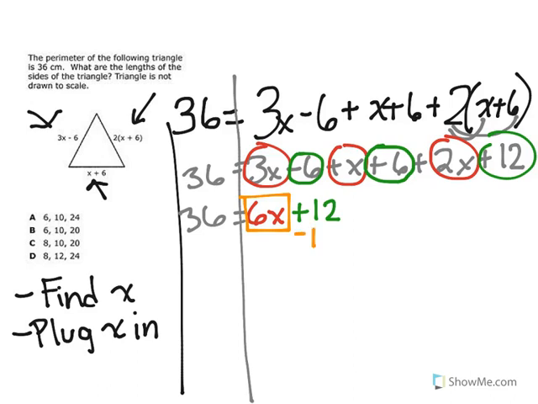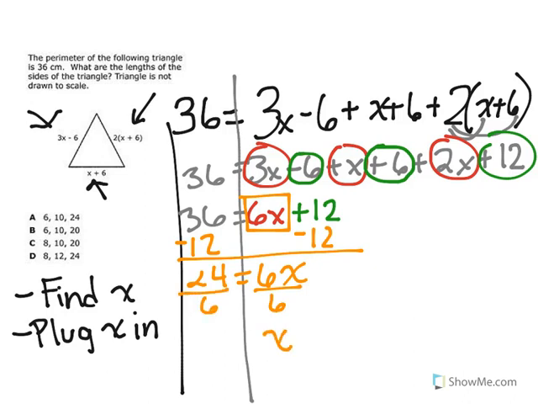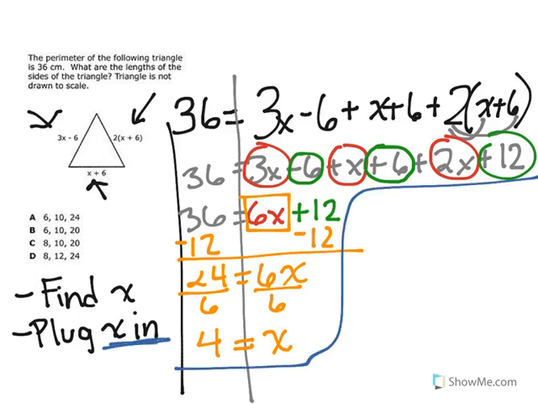Instead of adding 12, I'm going to do the inverse, and I get 24 is equal to 6x. I want x by itself, so the inverse of multiplication is division. I'm going to divide by 6, and I get x is equal to 4. Whew, all that work, and x is 4. But am I done? No, I'm not done. I still need to plug x in.